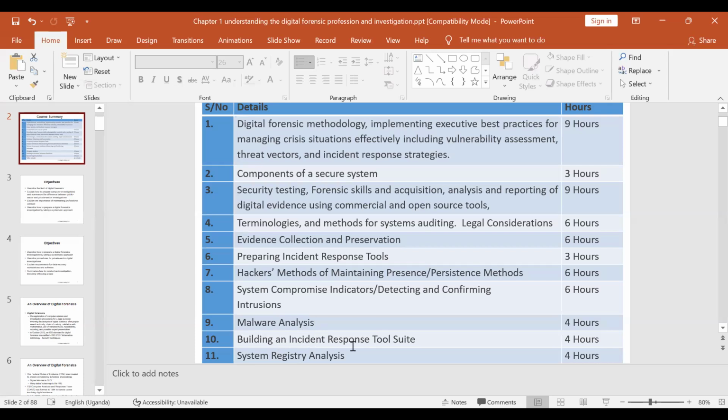What we've left out are the incident response tools, which you'll still cover in the other course unit that you're already covering, because it was quite a mouthful for 10 weeks and for people to conceptualize what we have.